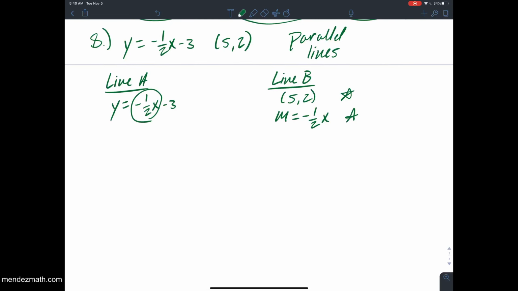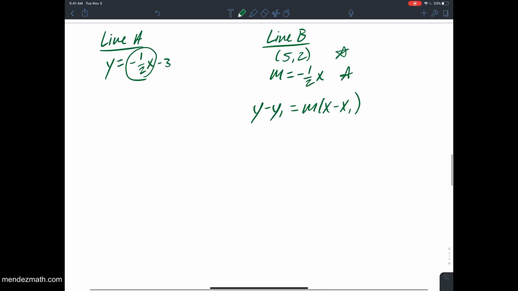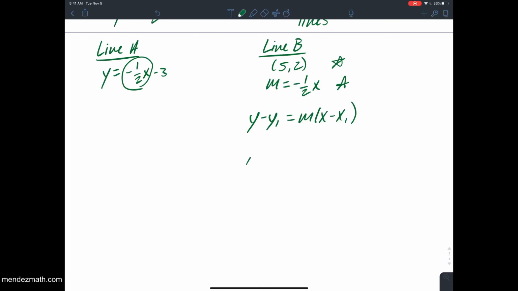So let's do that. Let's do y minus y1 equals m times x minus x1. And let's go ahead and just plug in. So y minus y1, which is right here, is 2, equals our slope, which is negative 1/2, parentheses, x minus x1 is going to be 5.